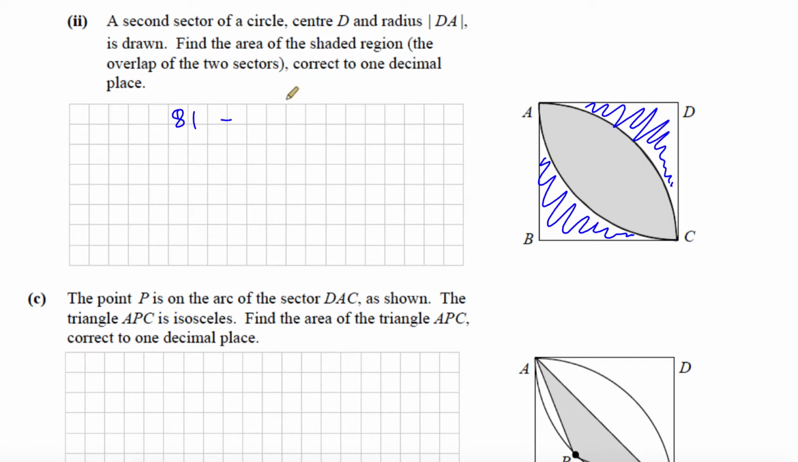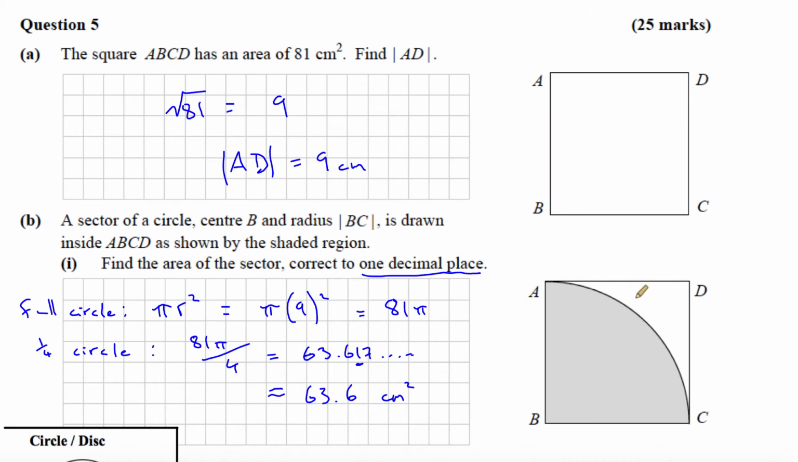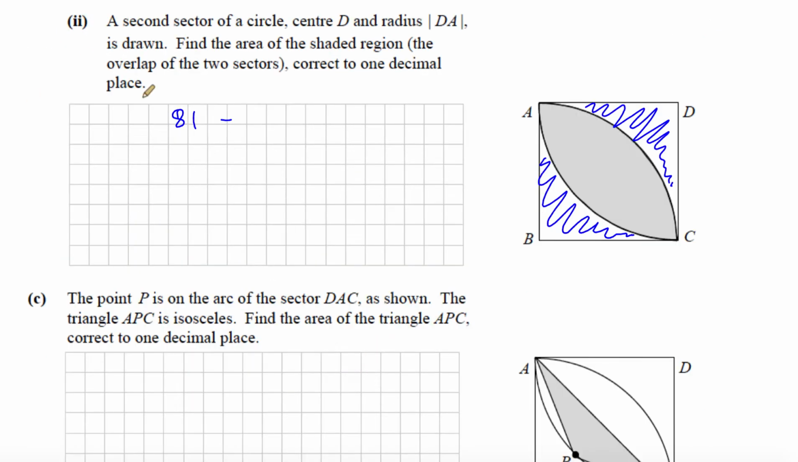Now, to find one of these regions, if we look at the last question, that's the same as this region here. We want to know the area of this. It's 81 take away the shaded region, which we just found. So 81 take away 63.617, right? So we'll just do that first. 81 take away 63.61, and so on. That gives us 17.4 roughly, or to one decimal place.